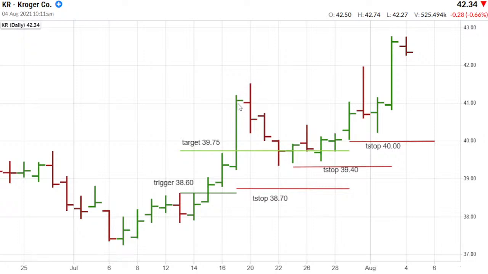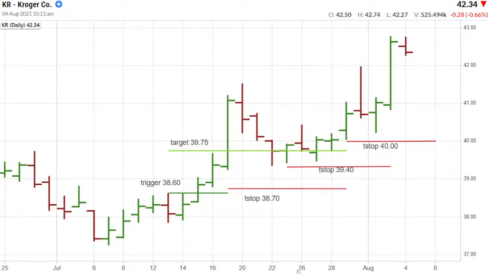Just blasted through it, and then spent about a week pulling back to where it took off from, and then formed a perfect little base. Look at it again. So this is, if I'm not mistaken, Warren Buffett. This is one of his more recent purchases. So it kind of makes sense, big grocery store chain, pretty safe.